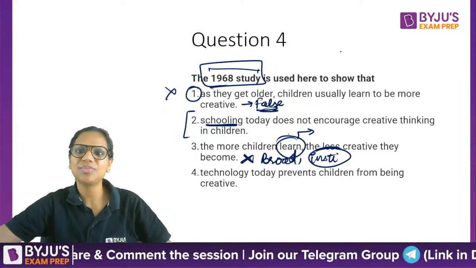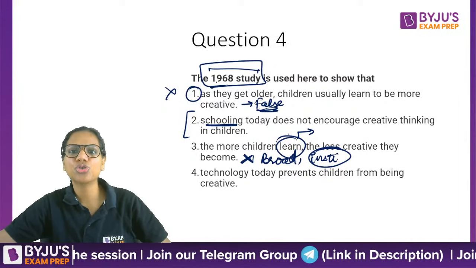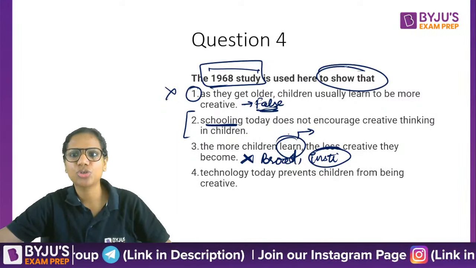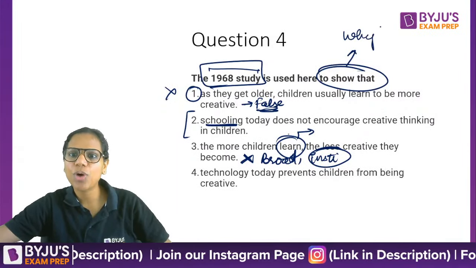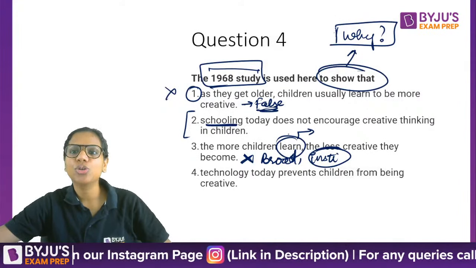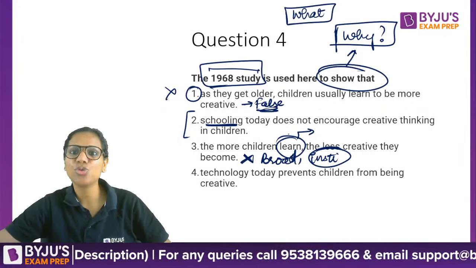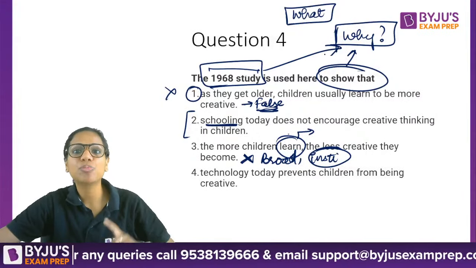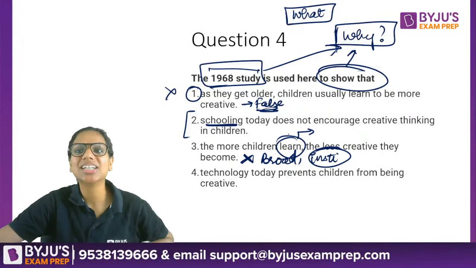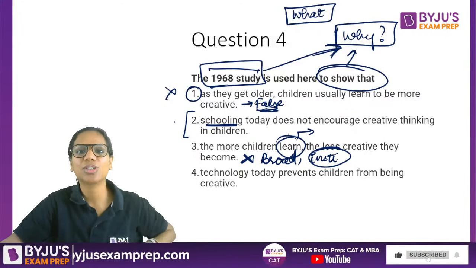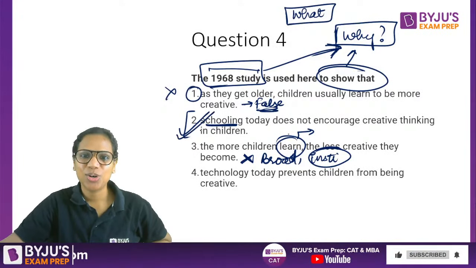So, whenever you get such a question, so and so example is given to show that, or so and so study, as we mentioned, to show that, you have to give me the why of it. You don't have to give me the what of it. What the study says, why that study has been cited, you have to tell me that. Why has this study been cited? Because the author wants to make this point that institutions are stifling creativity. Okay, hence two.